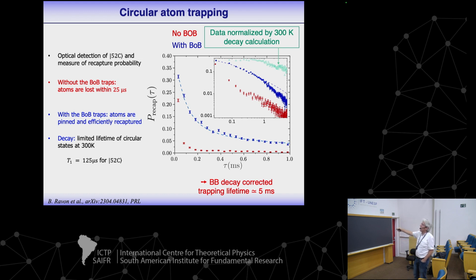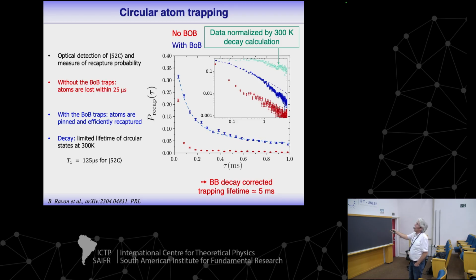So you see that it decays very fast if you have no trap. This decay time is related to the temperature of the atom, which is like 15 microkelvin in the experiment, which means that after a few tens of microseconds, the circular atoms are moving due to finite temperature and are no longer at the right place when we switch on the tweezer again after the circularization. So if you switch on the trap, you see that it's much more efficient to recapture the atoms, and that corresponds to the blue data.